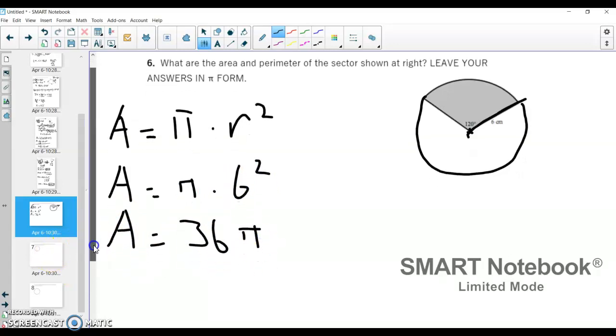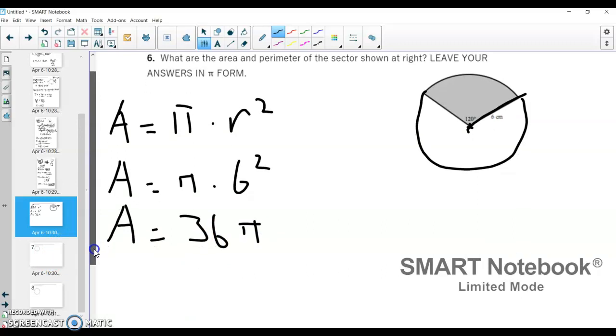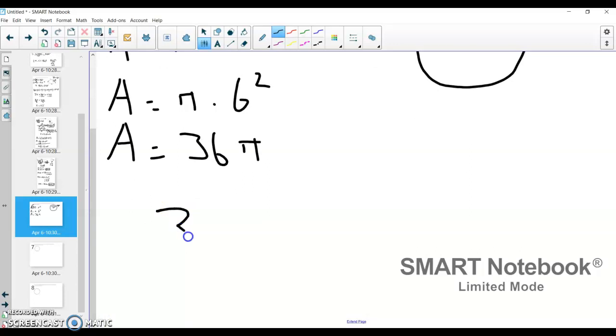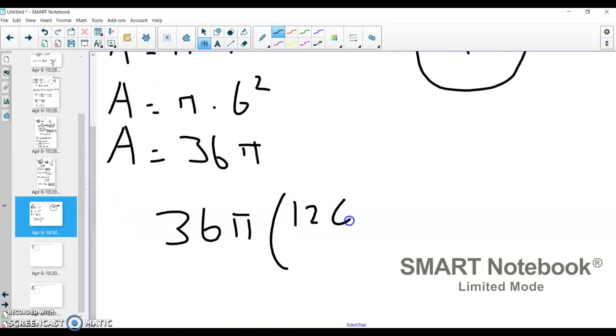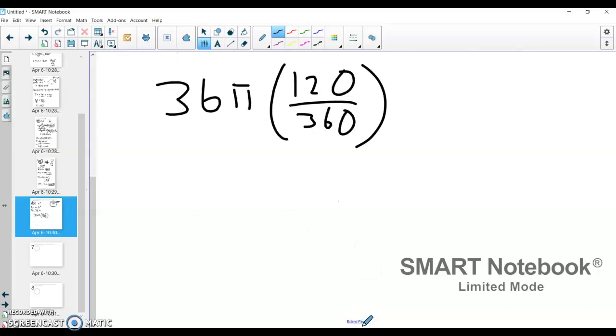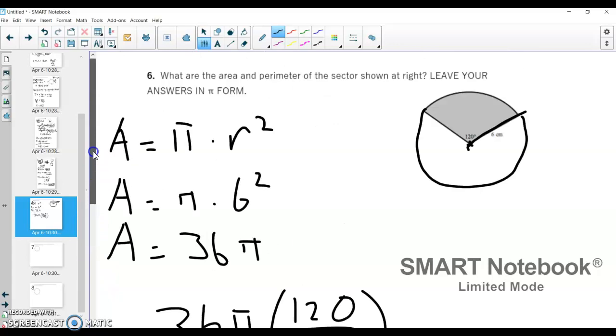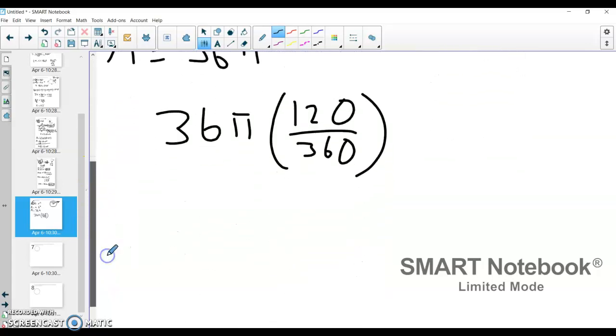Now, that's the area of the whole thing. We just want that shaded part, or just that sector. So to find that sector, we take the whole area, 36 pi, and multiply it by the portion, which is 120 degrees out of the 360 degrees, because it's a circle. There are two different ways you could do it. You could just do it as a decimal. I'm going to try to leave it in pi form, because I think the problem says to leave it in pi form. And so I have 36 pi. This fraction actually reduces down to 1/3.